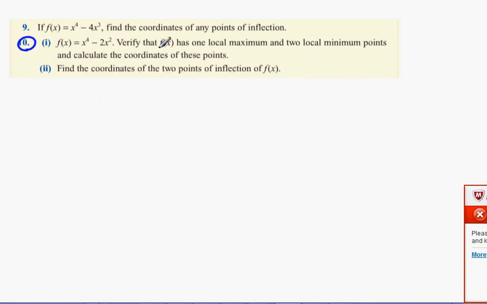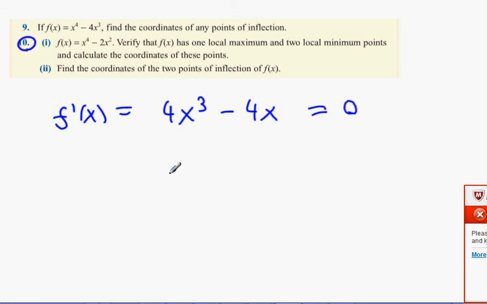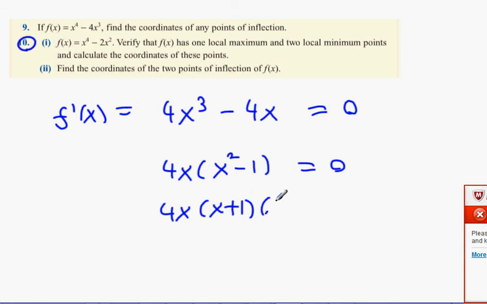10 part 1. Verify f of x has 1 local maximum and 2 local minimum points. Calculate the coordinates of these points. How would you go about doing that? First derivative equals 4x cubed minus 4x. That equals 0. Factorize. 4x bracket x squared minus 1 equals 0. 4x bracket x plus 1 x minus 1.